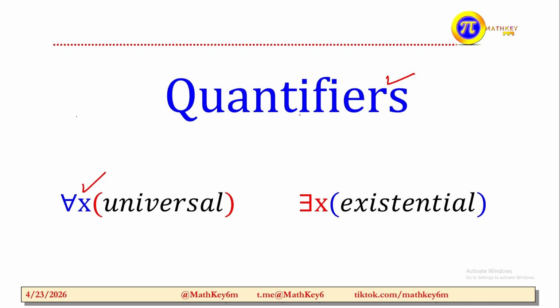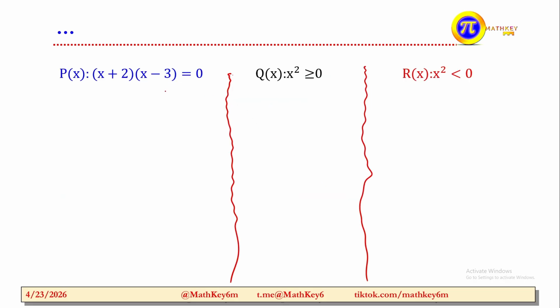In case of existential, it means there is an x that satisfies the given condition or there are some x's that satisfy the given condition or there is at least one x that satisfies the given condition. If that's so, we call that existential quantifiers. Now let us see these examples using the quantifiers, that means universal as well as existential.